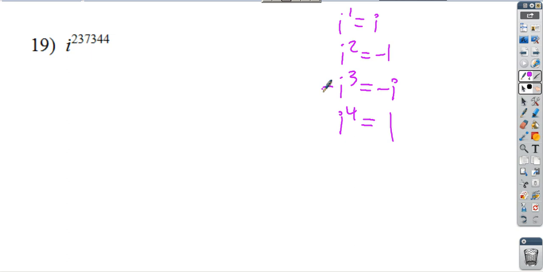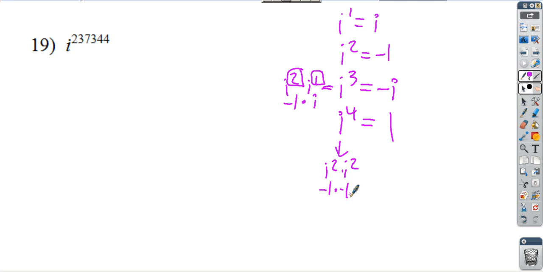i to the third, that's the same thing as i to the second times i to the first, because we're supposed to add those exponents to get to 3. So i to the second we already know is negative 1, and i to the first is i. Negative 1 times i is negative i. And then i to the fourth, that's the same as i squared times i squared, which is negative 1 times negative 1. That's where the 1 comes from.